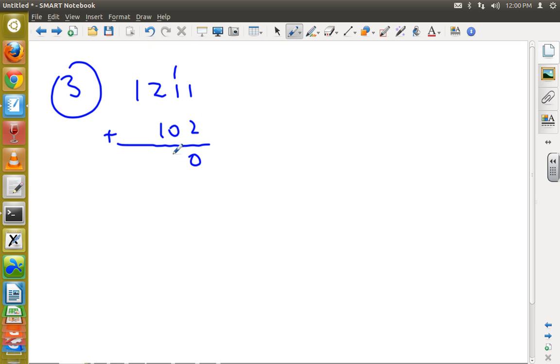1 and 1 is 2. Because remember, what are the legal digits? You're only seeing what digits here? Zeros, 1s, and 2s, right? All right, 1 and 2 is 10. Carry the 1. And 1 and 1 is 2. Perfect. All right, now we're going to go through steps 4 and 5.